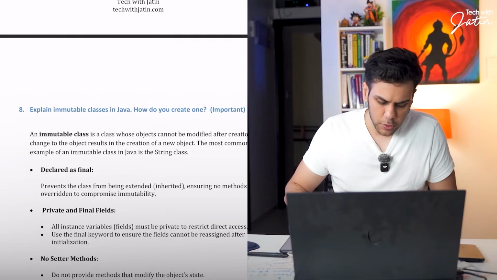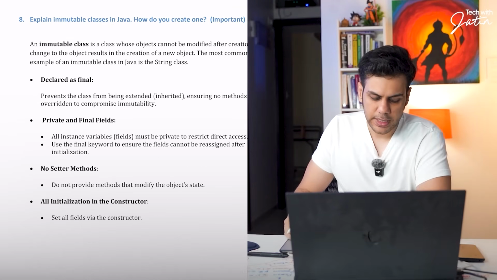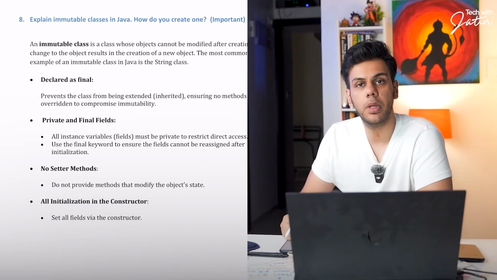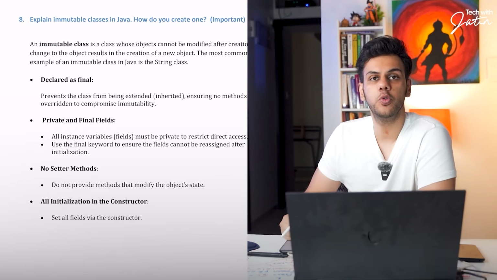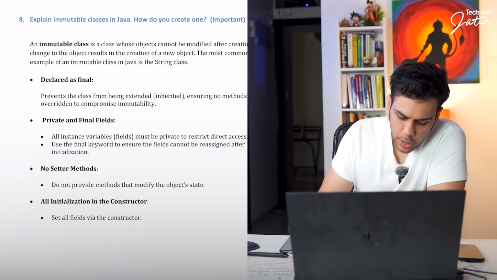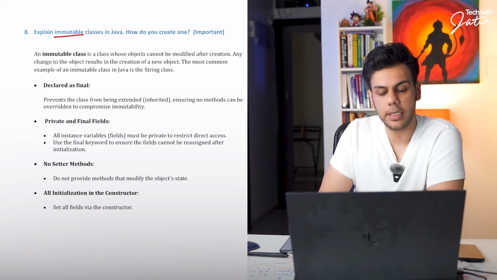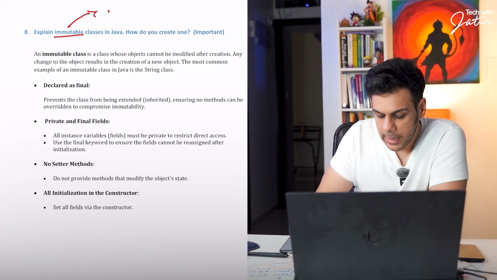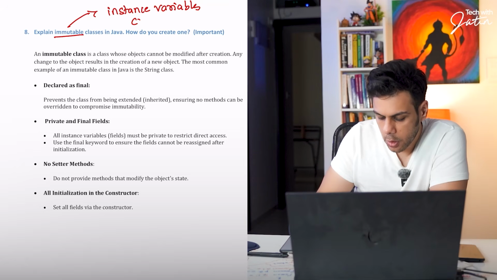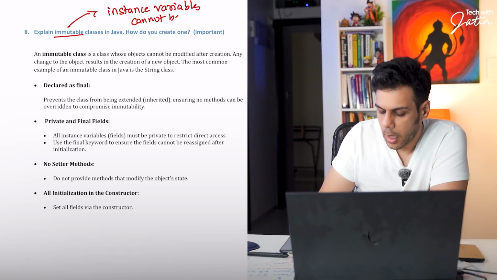Finally, we'll move on to the last question for today, which is: explain immutable class in Java. How do you create one? First of all, you need to understand what an immutable class is. Immutable classes are classes whose instance variables cannot be updated.